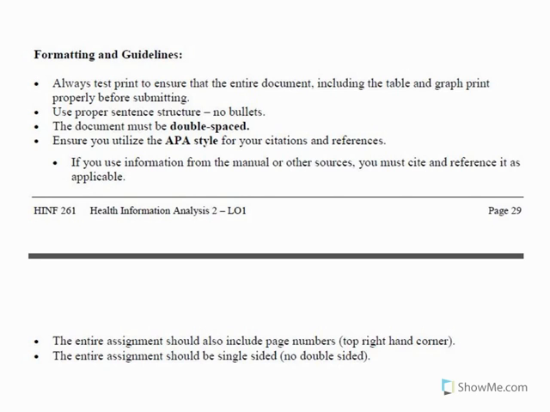Ensure the paper is double spaced. Ensure you're using the APA style for your citations and references. Again, if you're using information from the manual or from other sources, such as Chi-Hi, you must cite and reference it as applicable. The entire assignment should also include page numbers, top right-hand corner, and the entire assignment should also be single-sided. So what that means is don't print on both sides of the page if you're printing it. Please just have it single-sided.